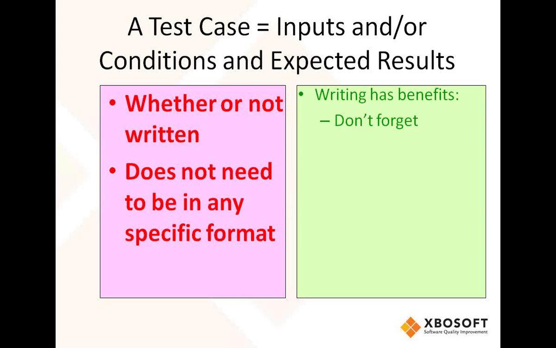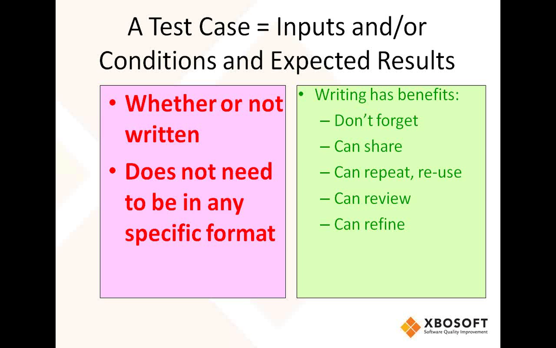So, writing does provide some advantages, because when you write things down, it helps you to avoid forgetting. If things are written, it's going to be easier to share them among other people, and you can repeat them and reuse them. You can review them. You can refine them. You can use the written tests to guide what you're doing and to track what you've done. So there are a lot of benefits to writing things down.